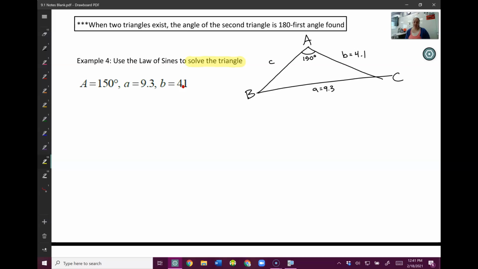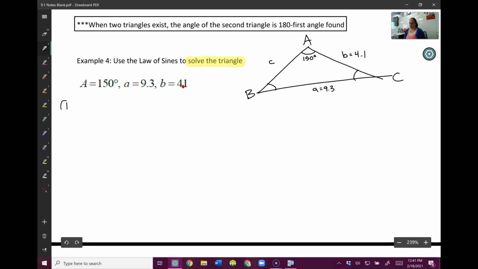Anytime your instructions say solve the triangle, that basically means any letter that doesn't have a number, solve for it. So in this case, I need to find little c, I need to find big B, and I need to find big C. I need to find all of them because that's what solve the triangle means.